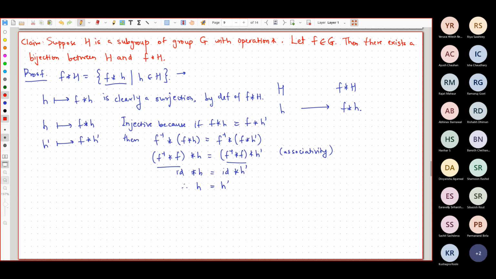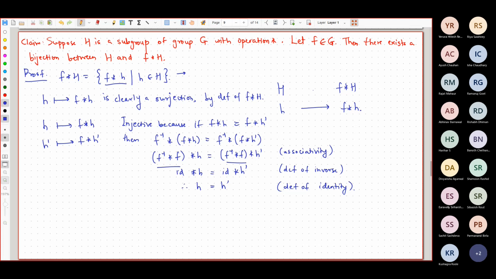Right, so let me just add a justification over here. So definition of inverse, and this by definition of identity. Right, so what does that mean? So this means that the cardinality of a coset of a subgroup is the same as the cardinality of the subgroup itself.